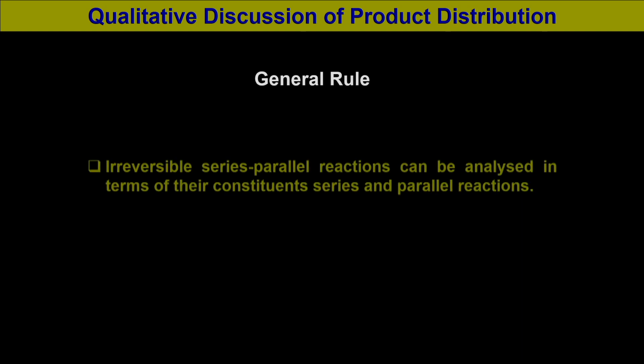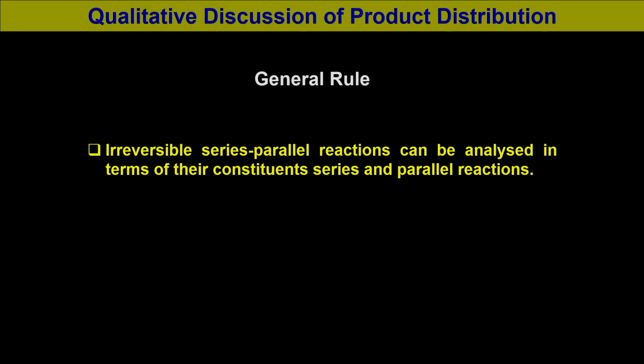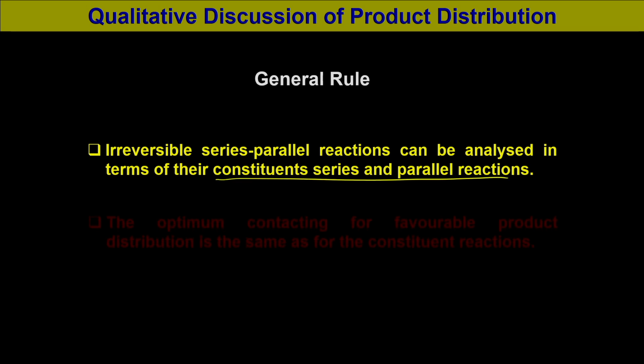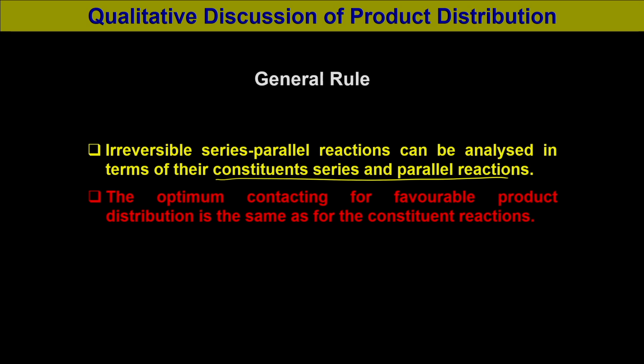So, the general rule we can write: irreversible series-parallel reactions can be analyzed in terms of their constituent series and parallel reactions, and the optimum contacting for favorable product distribution is the same as for the constituent reactions. So, we can analyze series-parallel reactions in terms of their series reactions as well as parallel reactions, and the optimum contacting pattern would be similar to their individual constituent reactions.